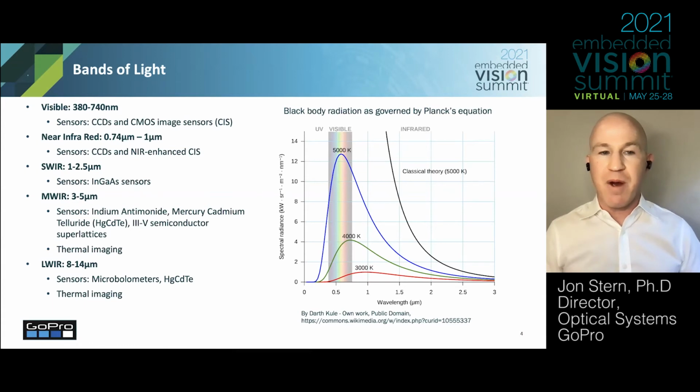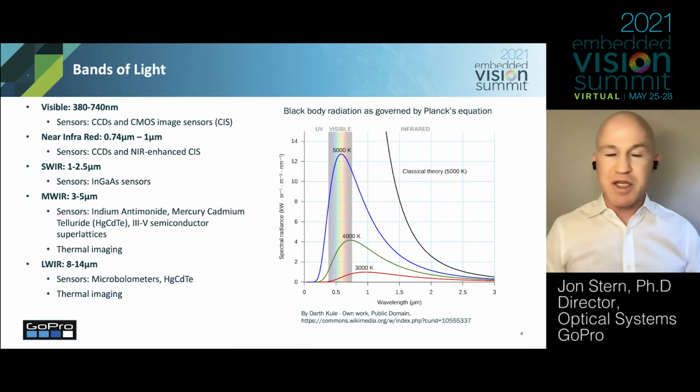From 3 microns to 5 microns is the medium wave IR band, with sensor technologies including indium antimonide, mercury cadmium telluride, and III-V semiconductor superlattices. And this is starting to move into thermal imaging, where you're imaging heat. 8 microns to 14 microns is long wave infrared. Sensor technologies include microbolometers and mercury cadmium telluride. You may notice there's a gap actually between 3 microns and 8 microns. We don't use that band because water vapor in the atmosphere absorbs light in that range.